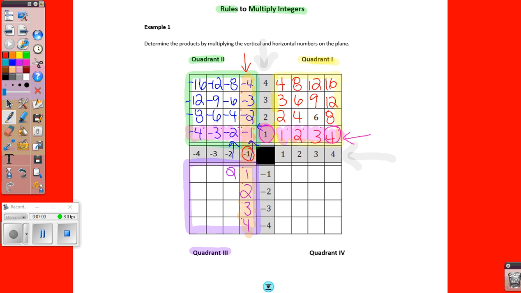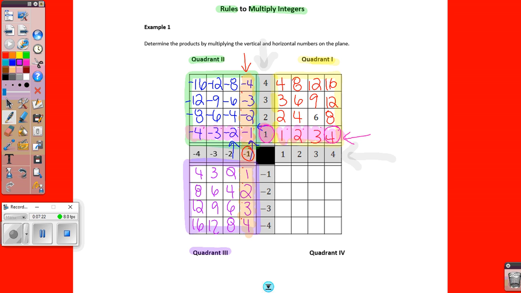Okay, so again, we're going to see the same patterns arise that we saw when we were comparing quadrants 1 and quadrants 2. So now with that pattern observed, we can finish filling out the products in quadrant 3. So pause the video and I'll let you finish filling out those boxes.